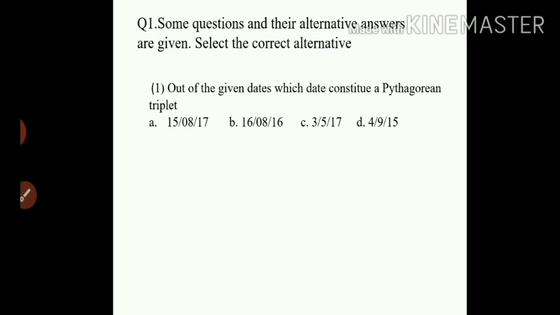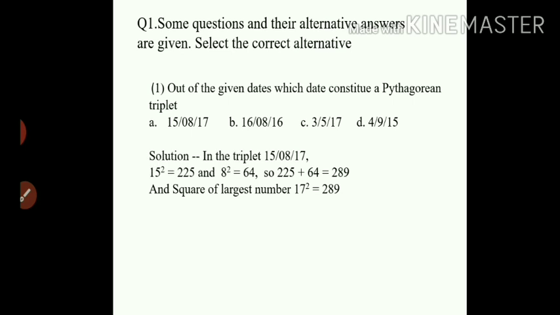is 4th September 15. Now students, this is a very important topic because Pythagorean triplets are often asked in different types. Three sides may be given and they may ask whether they are the sides of a right angle triangle, or whether they are a Pythagorean triplet or not. And here it is given in the form of dates.